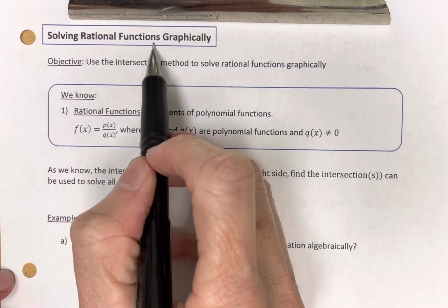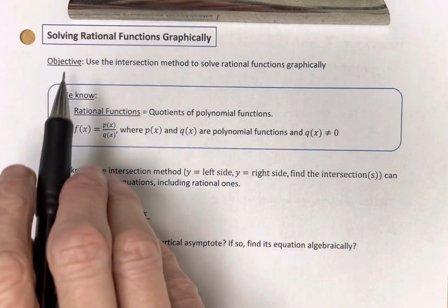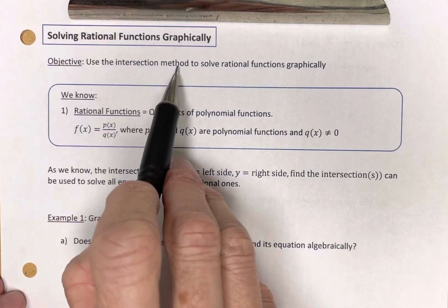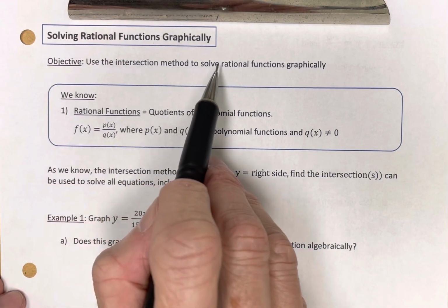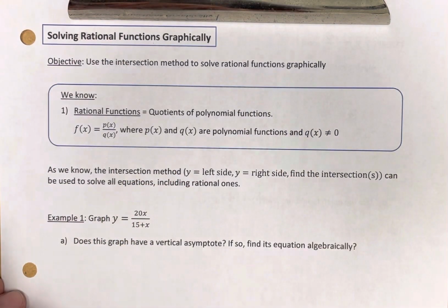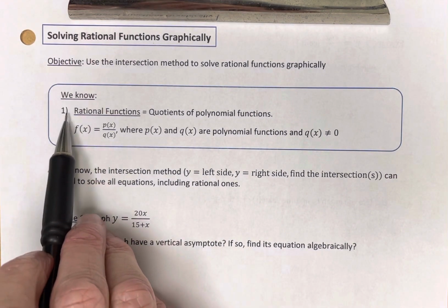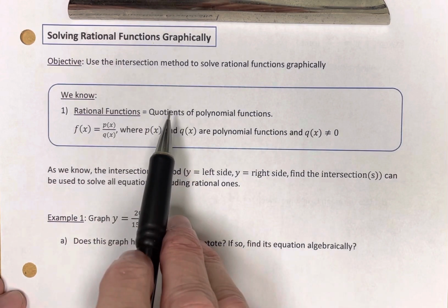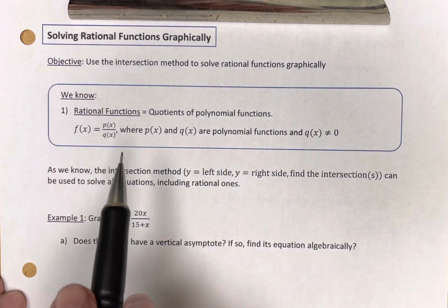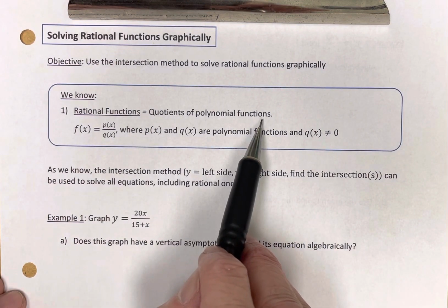Solving rational functions graphically. Our objective: we want to use the intersection method to solve rational functions graphically. Let's recall what we already know. We know what a rational function is. It is a quotient of two polynomial functions.